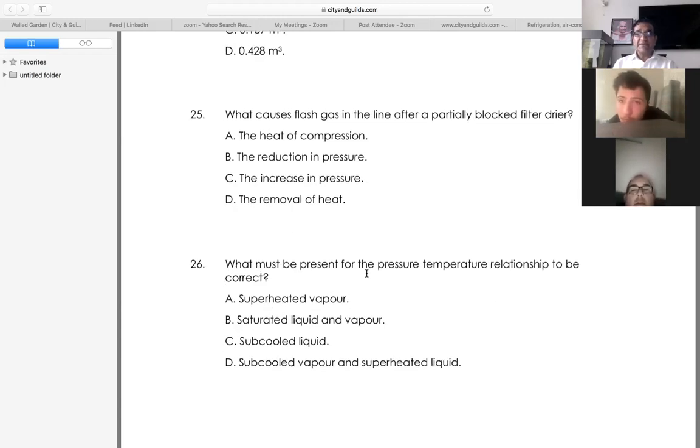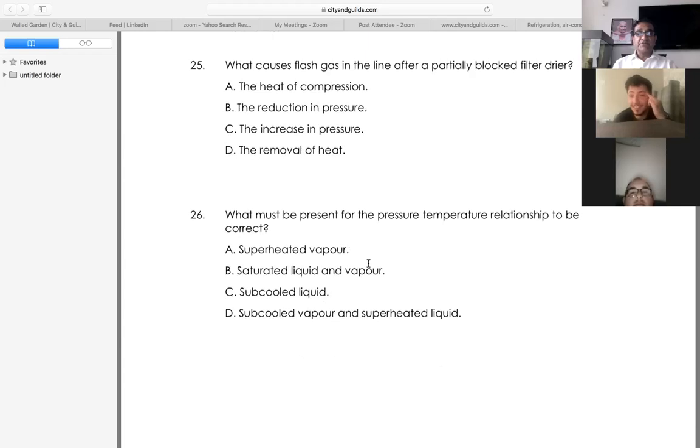If we look at the next one, number 26. What must be present for the pressure temperature relationship to be correct? We know the pressure matches the temperature and the temperature matches the pressure, but it'll only be under certain conditions. What do we need to have for that to exist? Must we have superheated vapor, saturated liquid and vapor, subcooled liquid, or subcooled vapor and superheated liquid? Which one confirms that the pressure temperature relationship is correct?